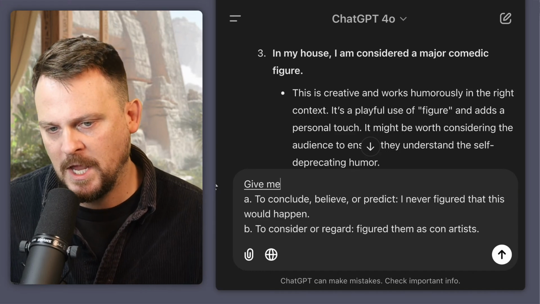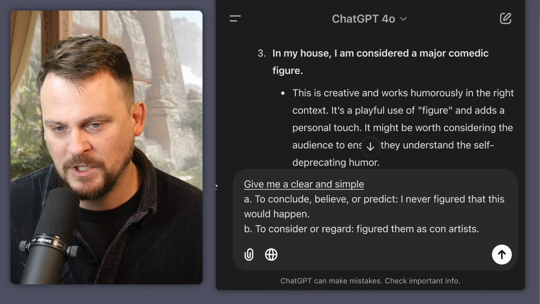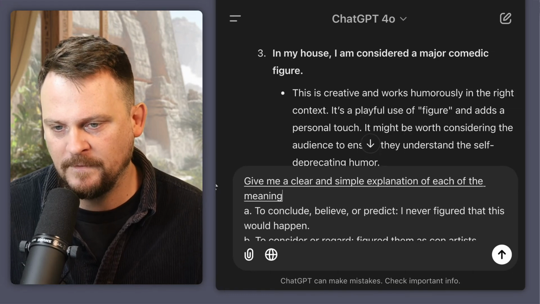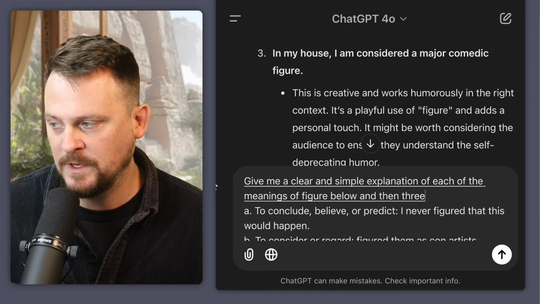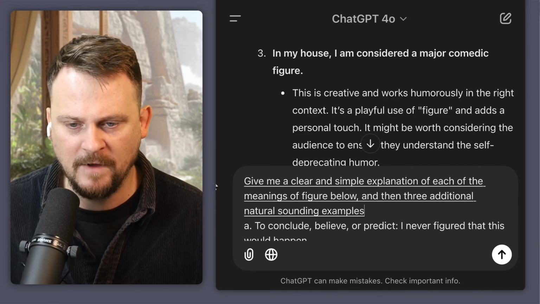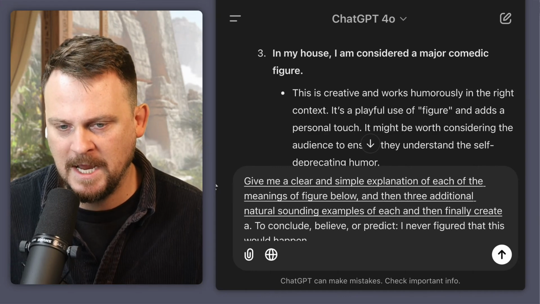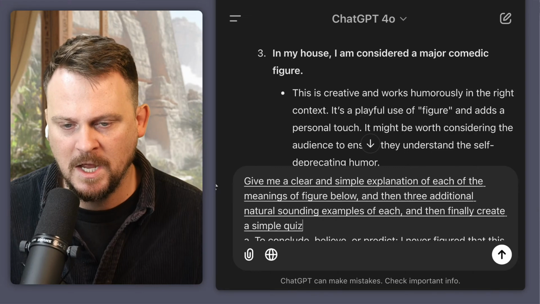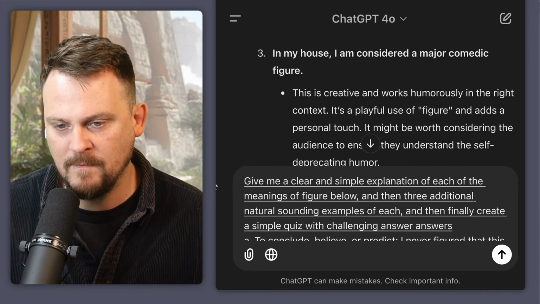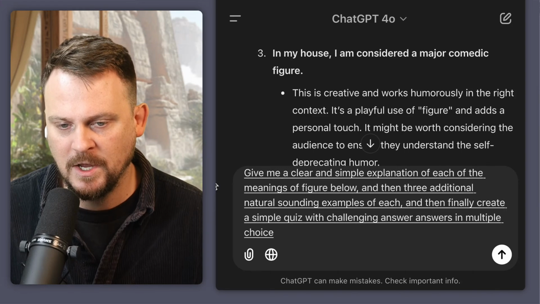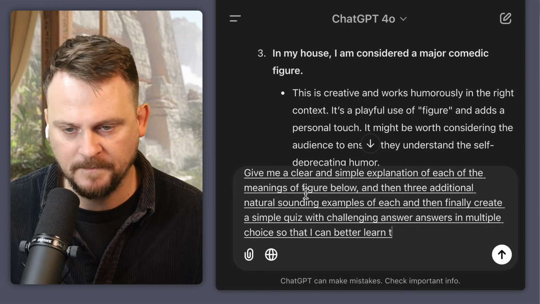Give me a clear and simple explanation of each of the meanings of figure below, and then 3 additional natural sounding examples of each. And then finally, create a simple quiz with challenging answers in multiple choice so that I can better learn the meanings.